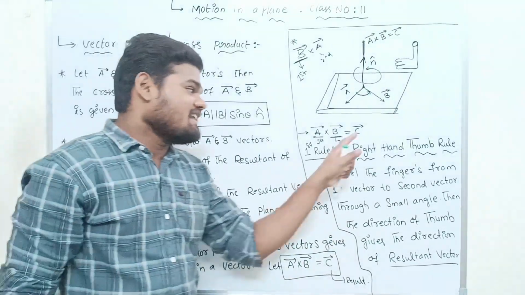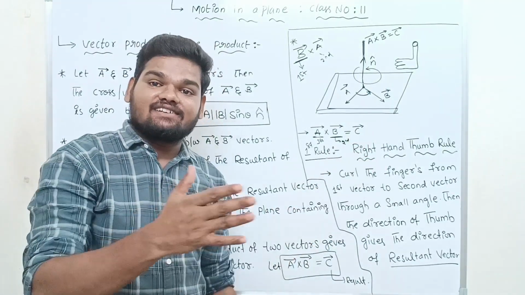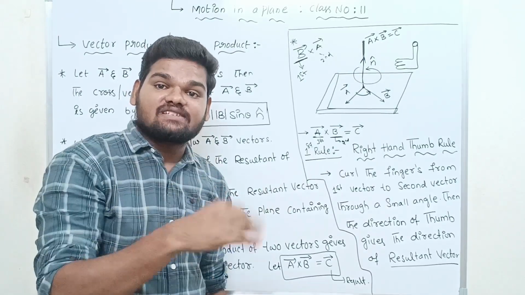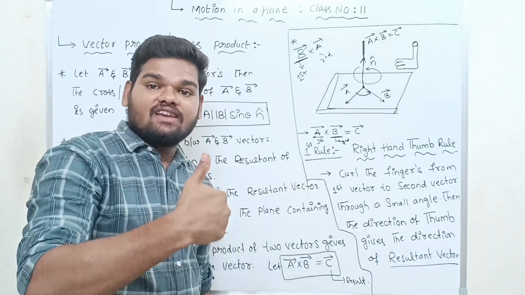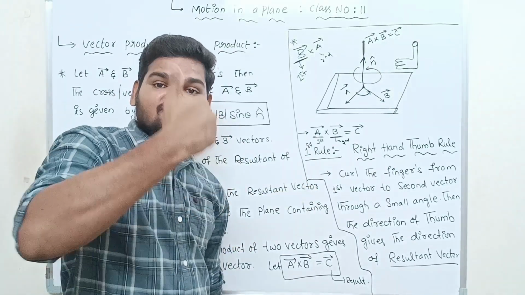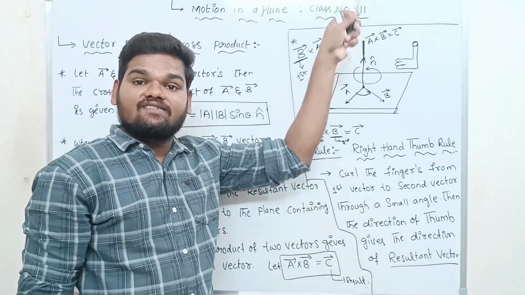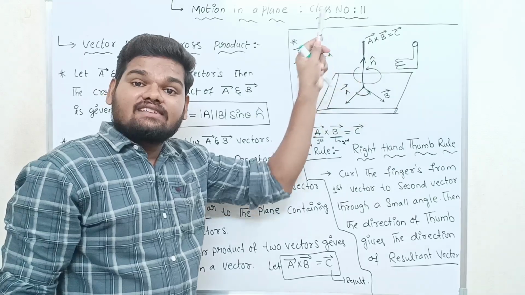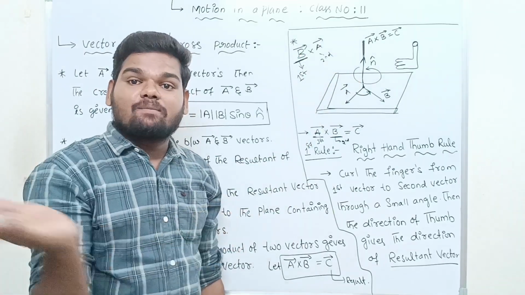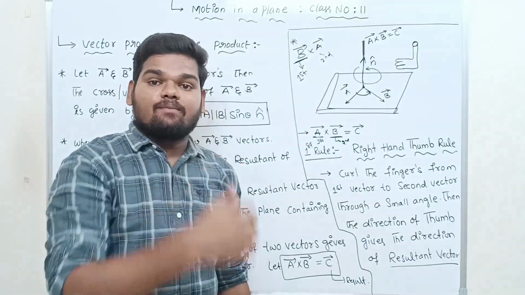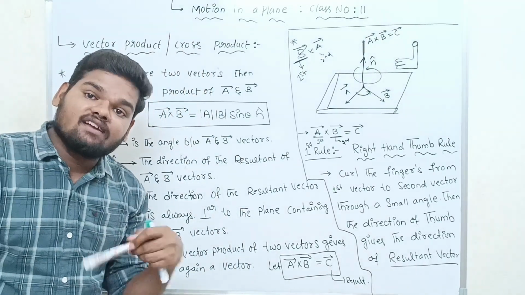Do you understand how to find the direction of the resultant vector? Just curl the fingers from A bar to B bar vector through a small angle. Then the direction of the thumb gives the direction of the resultant vector, and it is always perpendicular to the plane containing the A bar and B bar vectors. Any doubts?